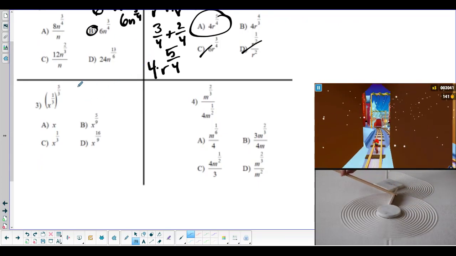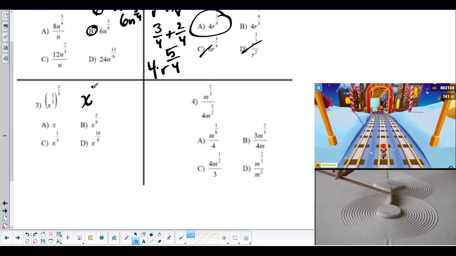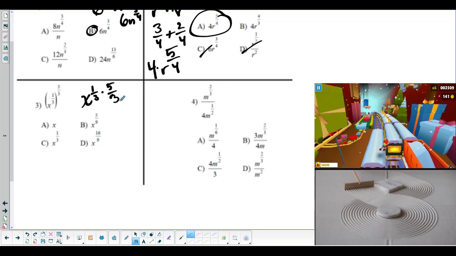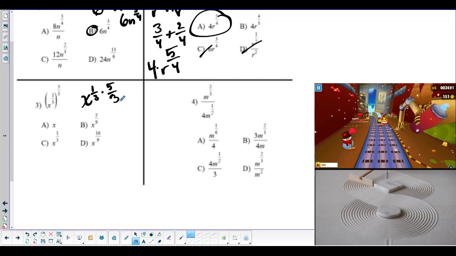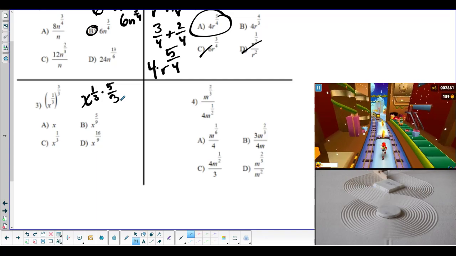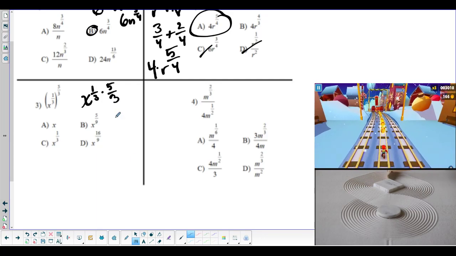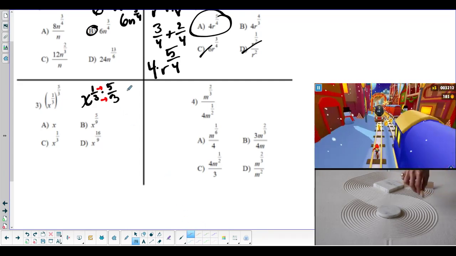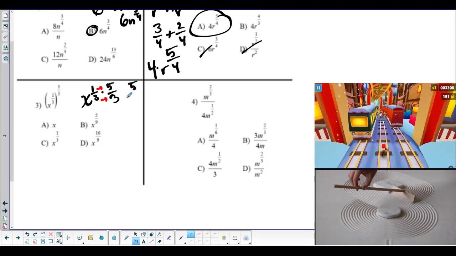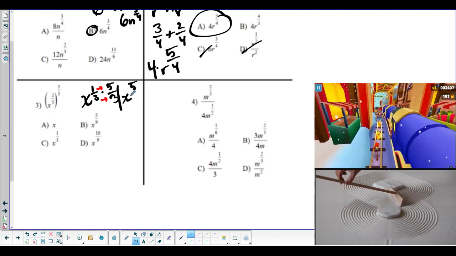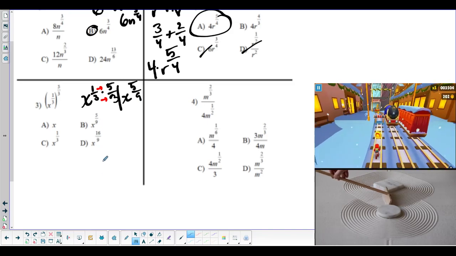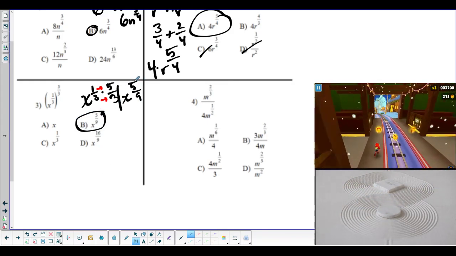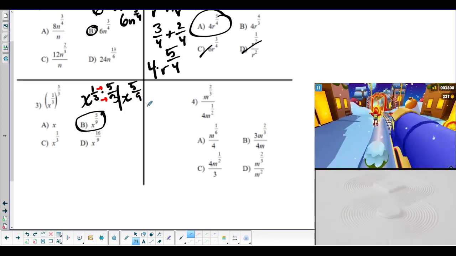Okay. For 3, it's the power to a power rule, which means you multiply. So all we have to do in this one is take x to the 1/3 and multiply it by 5/3. Now, multiplying fractions is quite nice. You don't have to find a common denominator, even though we already have one. You just multiply top to top, bottom to bottom, right? So 5 times 1 is 5, it's x to the 5/9. And that's answer B, right? 5 times 1 is 5, 3 times 3 is 9. So that's your final answer.